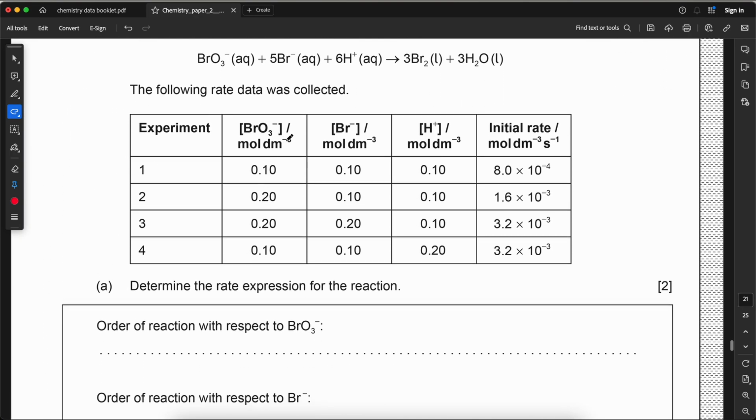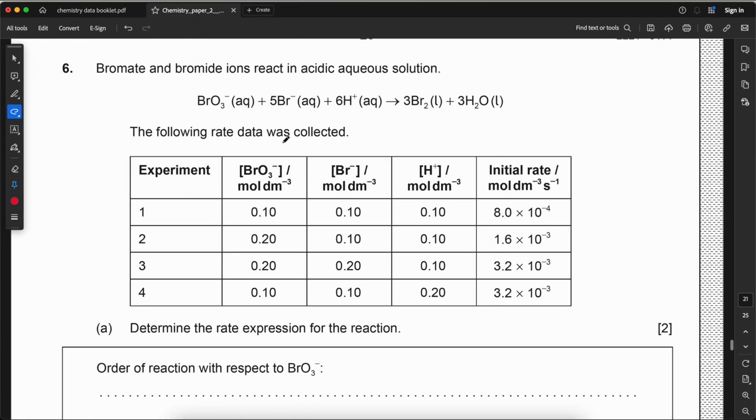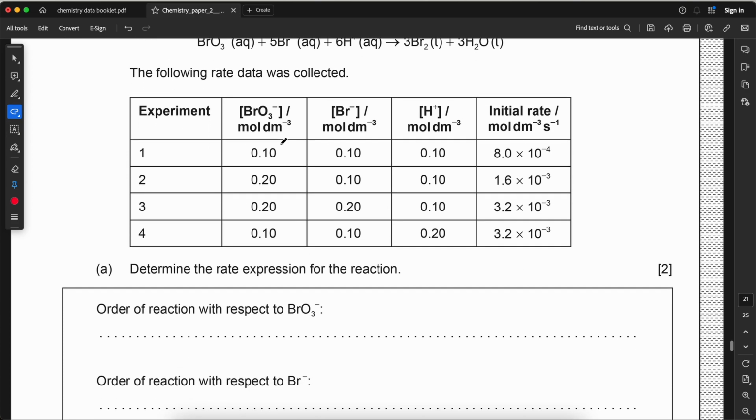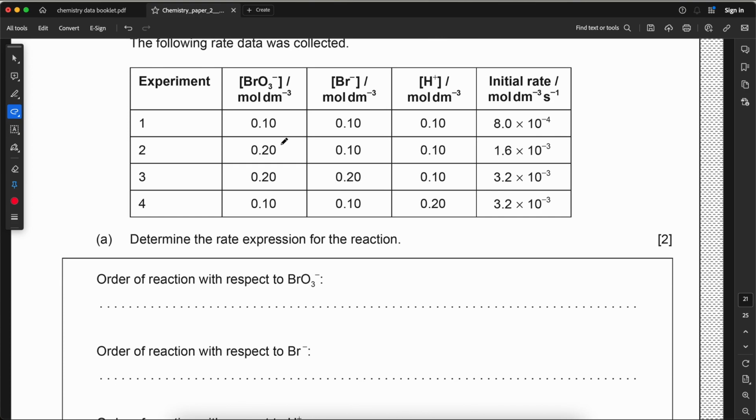Okay, these are the data. Bromate and bromide ions react in acidic aqueous solution. Determine the rate expression for the reaction. So we need to find the order of reaction. For BrO₃⁻, we see these are the same, so this concentration and this is the rate of reaction. As you can see, double the concentration, double the rate of reaction. So this one will be first order.